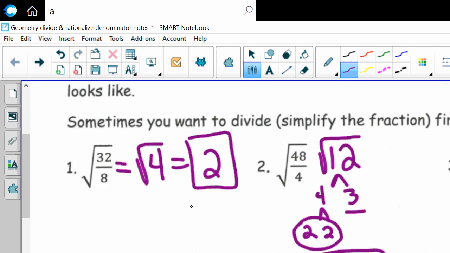The next one says the square root of 70 divided by 10. Again, I can divide that and get a nice little number, which is the square root of 7. That is not a perfect square, and I could not do a factor tree and simplify it any, so that would be our answer.